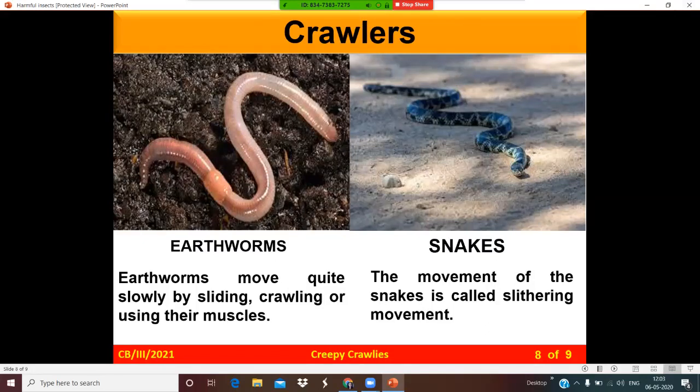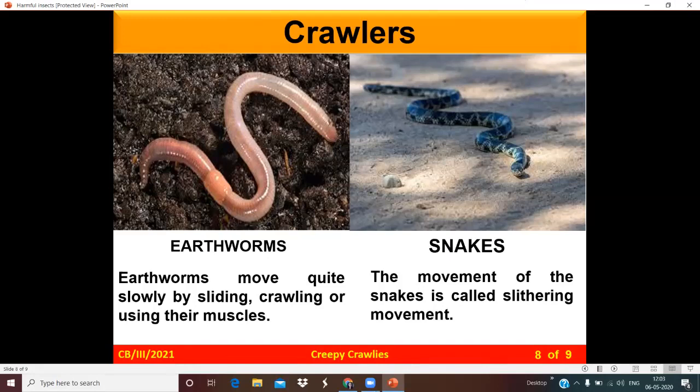Now, the next part of this topic is we have learned about the harmful insects and the useful insects. Now, apart from the insects, there are some other crawlers also. See, now these are earthworms and snakes. Now, you cannot call these earthworms and snakes an insect. See, what is the difference between these earthworms and the snake?